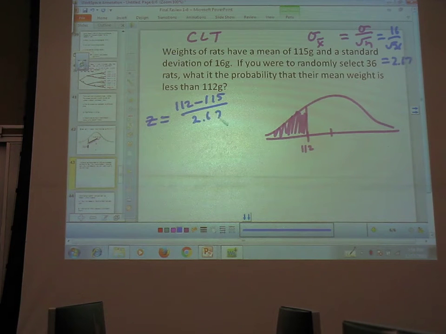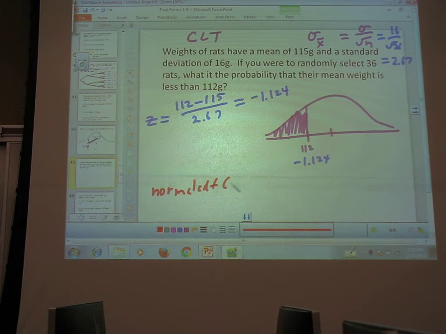Yeah. And you guys got what? Negative 1.124. So then, when you do normal CDF, what's your left z-score? Negative 999, negative 1.124, and you're going to get this time, what'd you get? 0.131? Great. So it's a lot less, right? It's a lot smaller because your z-score is a lot larger, or more negative, I should say.